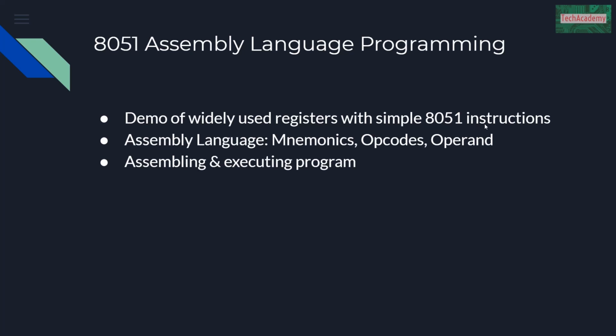Then what is assembly language? What are the different terms that we use for assembly language, like mnemonics, opcodes, operand? And then we are going to write a simple assembly language program and execute that program. Also, we will see the basic structure of assembly language, how we write it and how it gets converted to the machine level language, that is the hex code of 8051.